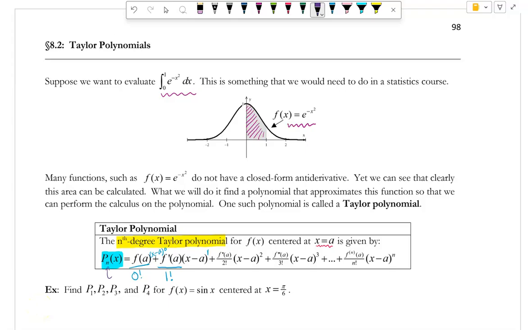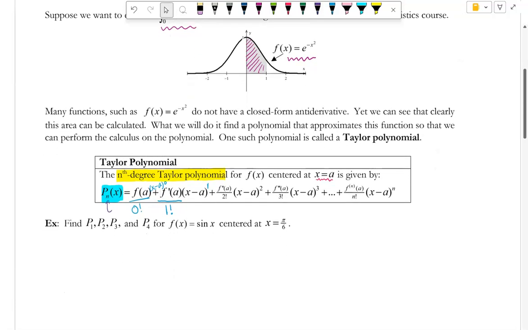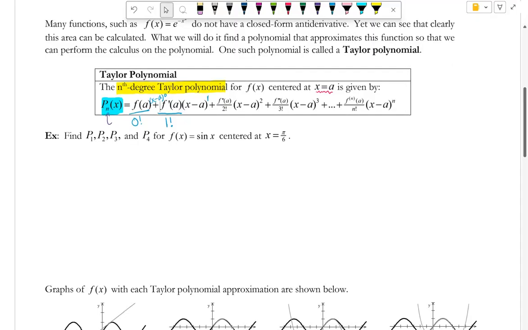So to get an idea for how this works, let's start with an easy function. F of x is the sine of x. And if we look at this first example, we're asked to find a first degree Taylor polynomial, a second degree, a third degree, and a fourth degree polynomial.